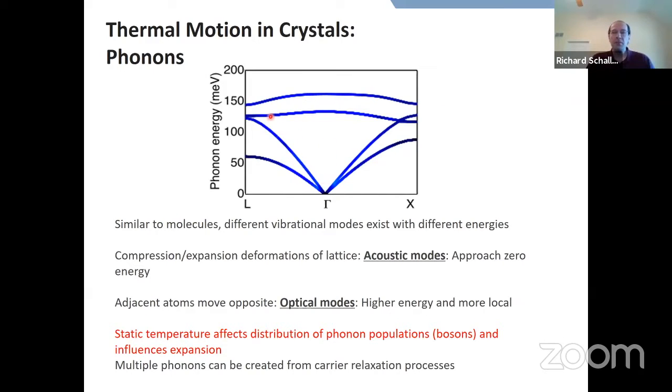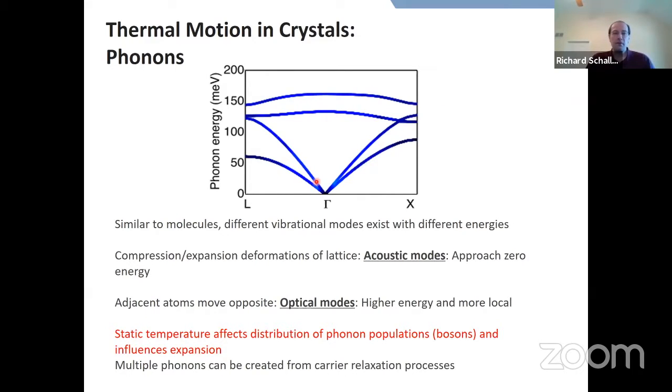The key thing to think about with phonons is that when you have a static temperature, you have a certain energy you might be thinking about of a phonon, and you can then calculate how much phonon population you have for that given energy. These are bosons, meaning you can have many of them.